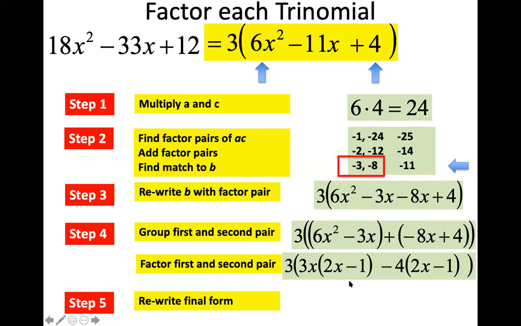To write our final answer, this 3 stays there with that parentheses. But I'm going to have 2x minus 1 and 3x minus 4. Look at all those parentheses. That's a lot. Okay. The only difference between what we did last 2 nights and today is this 3 is hanging out here.